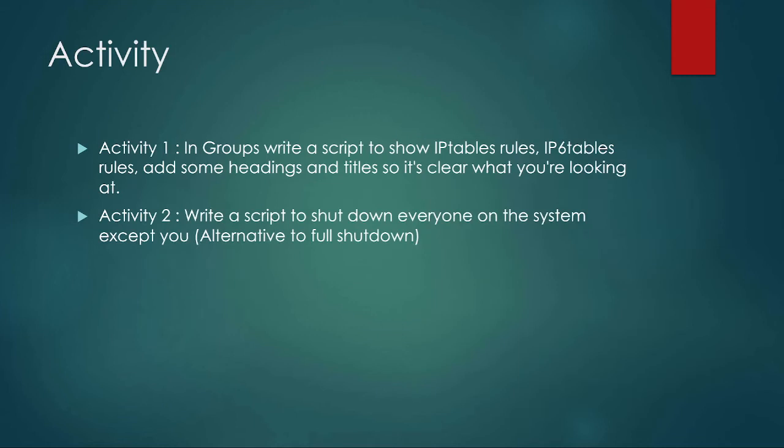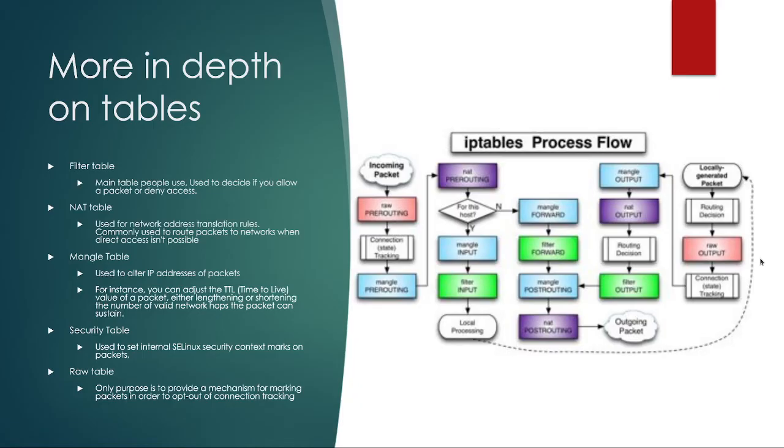Normally I would have an activity here. So I guess I would say try out writing a script to show your IP tables rules, show your IPv6 tables rules, add in some headings and some titles so that it's a little more obvious what everything is. And also try writing a script to shut down everybody on the system except you, a common script that you might see in case of a potential or suspected hack.